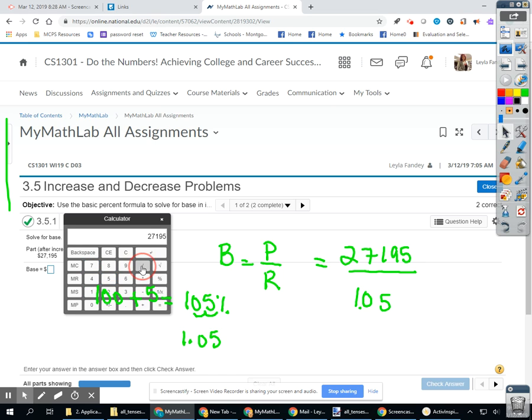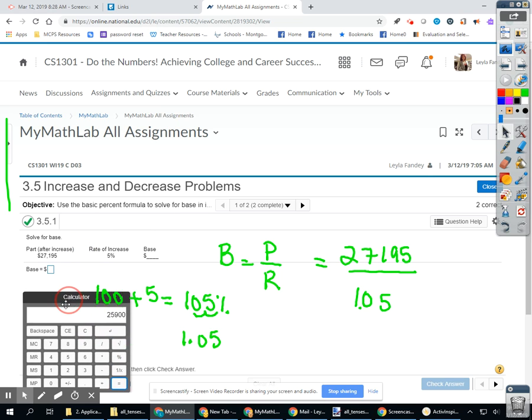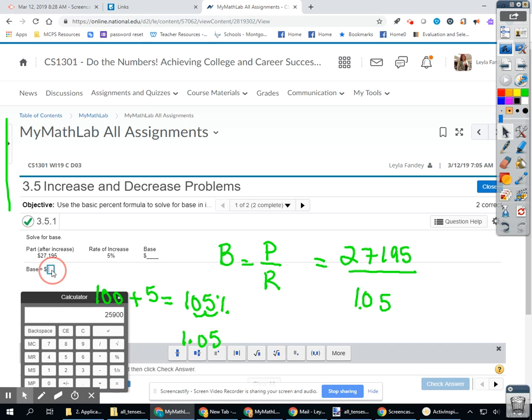27,195 and divide that by 1.05. And that gives me 25,900, which would be the answer that goes here. Which makes sense that it's lower than this one because originally it was 25,900 and it increased by 5%. So it kept its original value of 25,900 and then was increased by 5% in addition to that, and that's what you will put in there. Okay, so that's an example of an increase problem. Okay, for a decrease problem, let's see if we can find one for you.